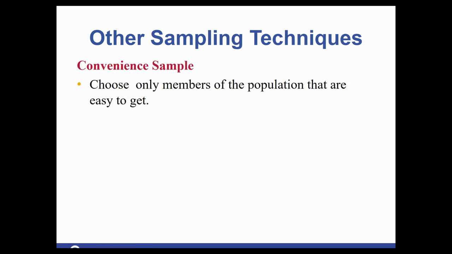Convenient sampling: choose only members of the population that are easy to get. This is like the people in the mall with the clipboards. When you're walking by, they corner you. Hey, can I ask you a few questions real quick? It's convenient to the person that's doing the questioning. So that's convenience. Or maybe they're stopped outside of the library. They ask everybody coming in the library that day a couple questions about their use of the library. That's convenience. It's also very biased because you're only getting people who already use the library.